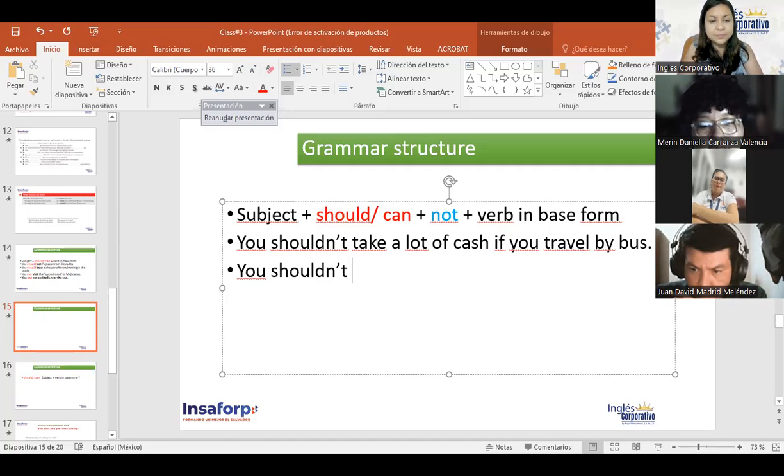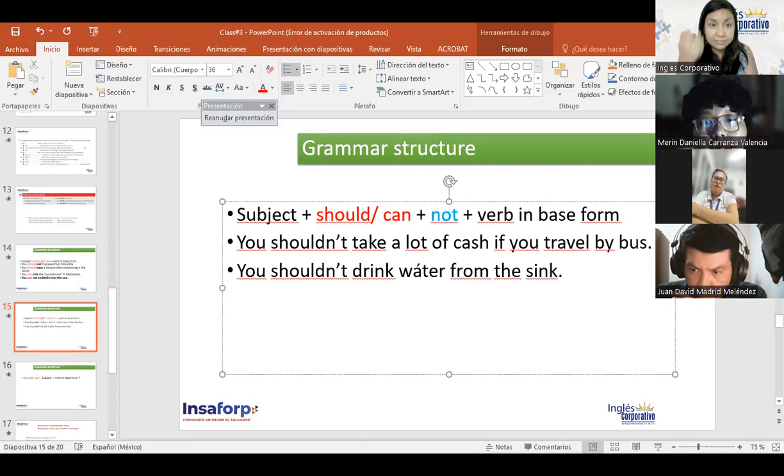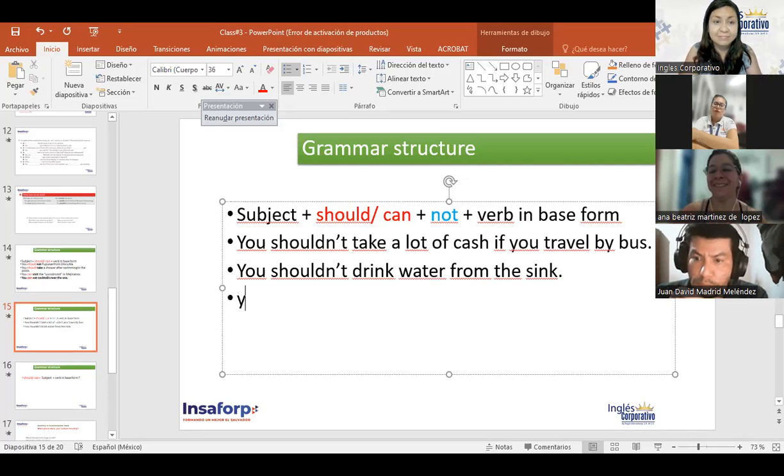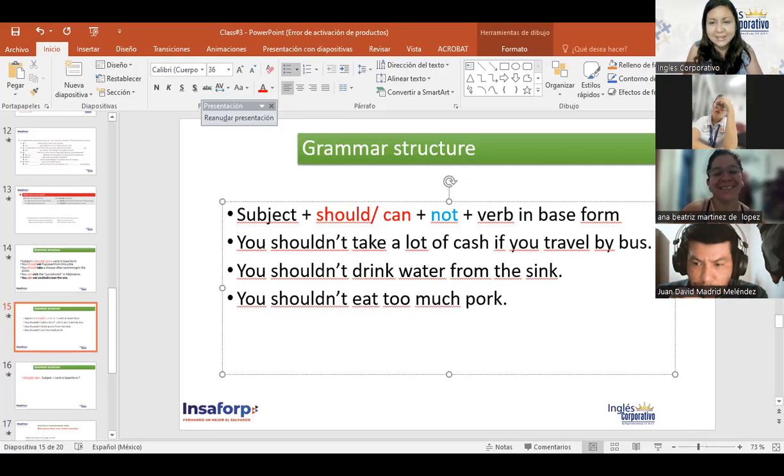What else? You shouldn't drink water from the sink, right? Del chorro. You shouldn't drink water from the sink because you can get sick. You shouldn't eat too much pork. Well, some people don't eat it, right? You can get sick. That is in the case of shouldn't.